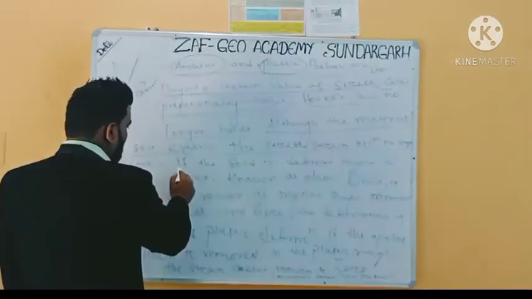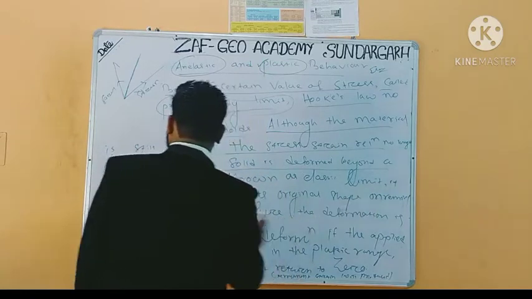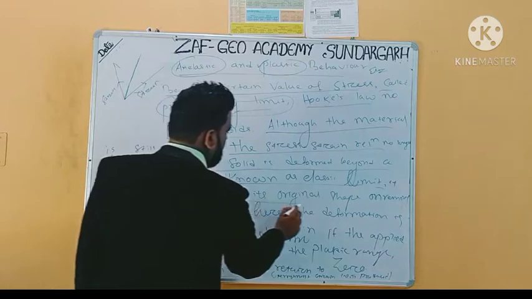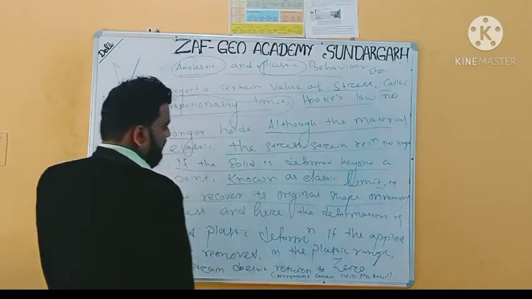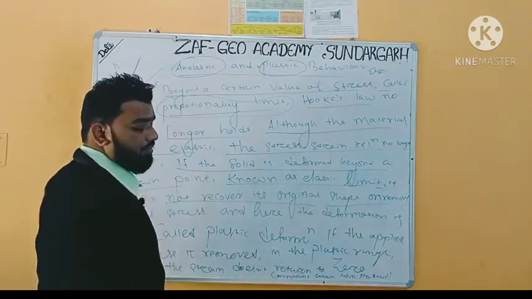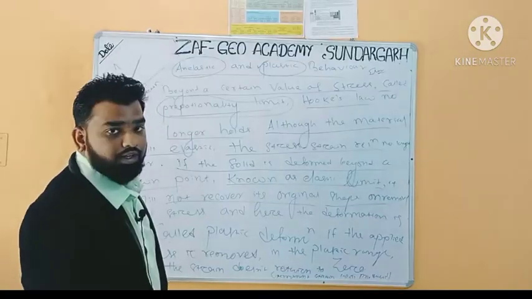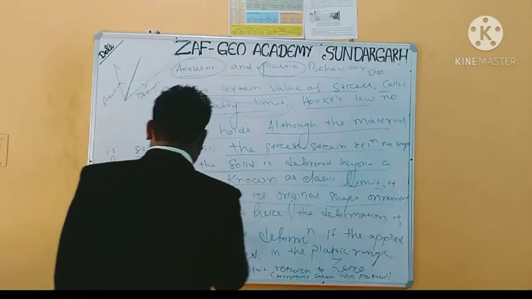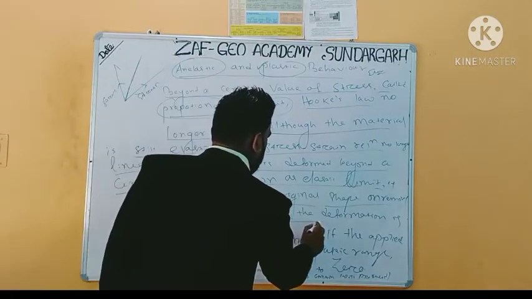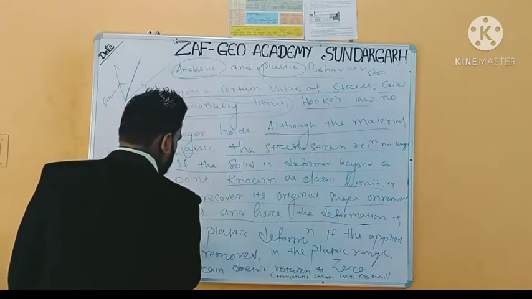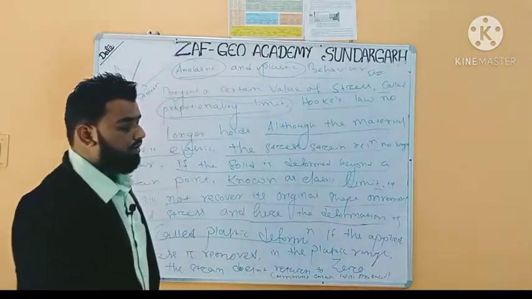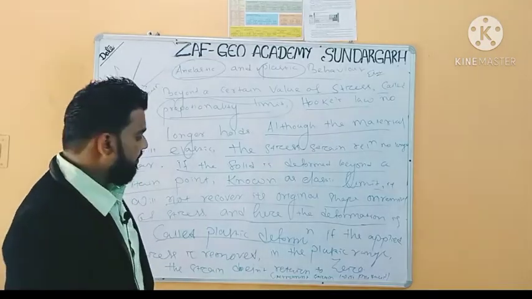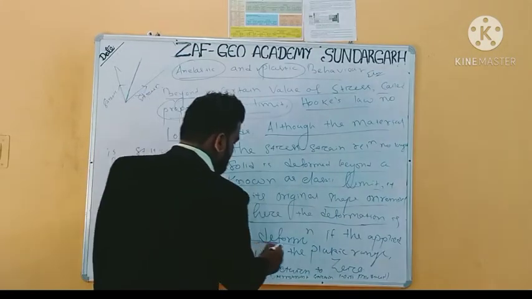Okay. Now, if the solid is deformed beyond a certain point known as the elastic limit, it will not recover its original shape. On removal of the applied force, the material will not recover its original shape, and this deformation is called plastic deformation. So when the material, on removal of the applied force, is no longer able to return to its original shape, it is called plastic deformation of the material.